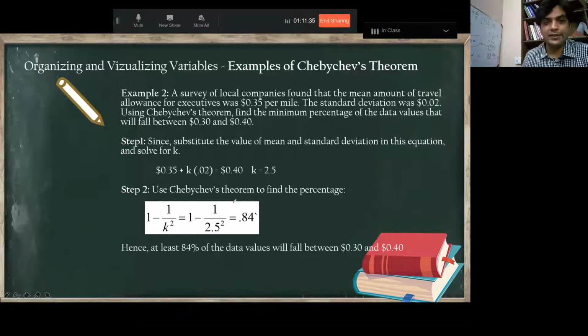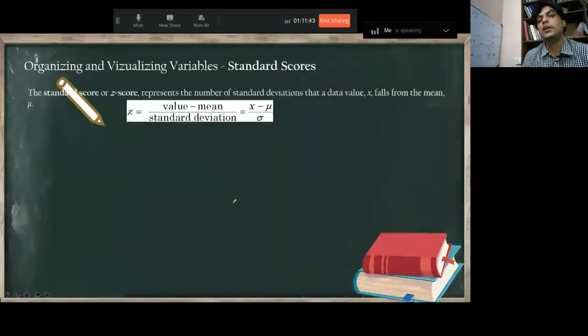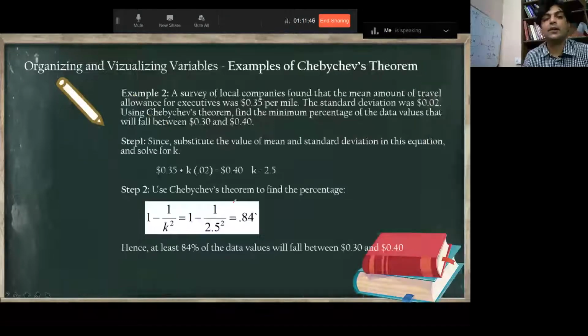There is another example. You have the slides. Do it by yourself and let me know if you find another example. I'm going to share one example like this one, just for a quick review. A survey of local companies found that the mean, again, mean is this one. Standard deviation is this one.